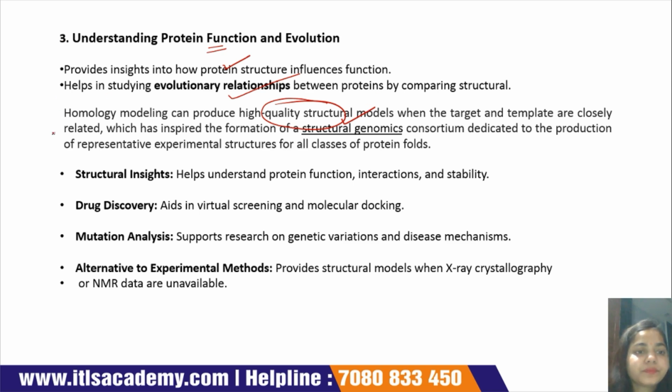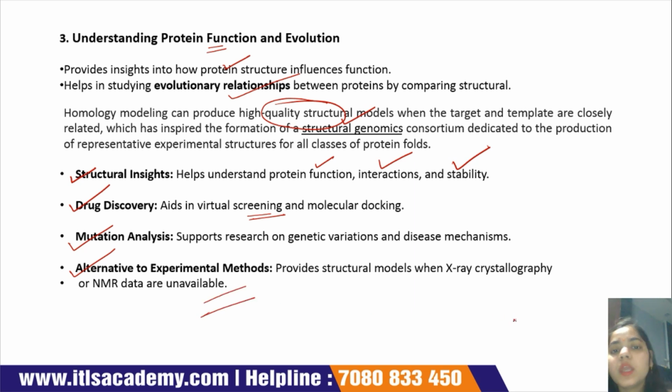Next important is structural insight. With the help of homology modeling, we easily understand protein function, interactions, and stability. In drug designing, homology modeling plays the most important role in virtual screening and molecular docking. Next, mutation analysis: we understand genetic variation and disease mechanisms. Next, it is an alternative to experimental methods, providing a structural model when experimental X-ray or NMR data are unavailable. This is the importance of homology modeling.